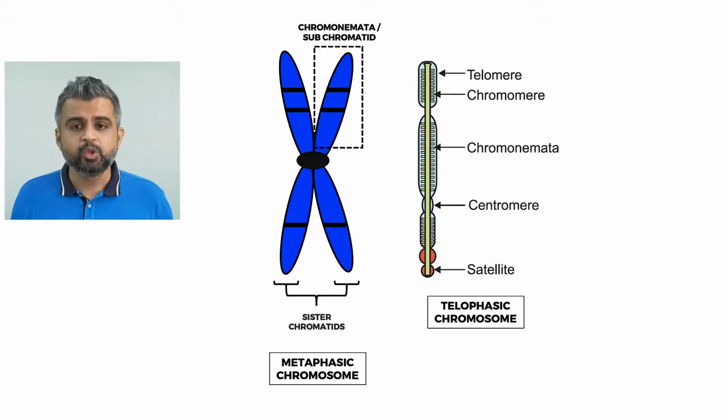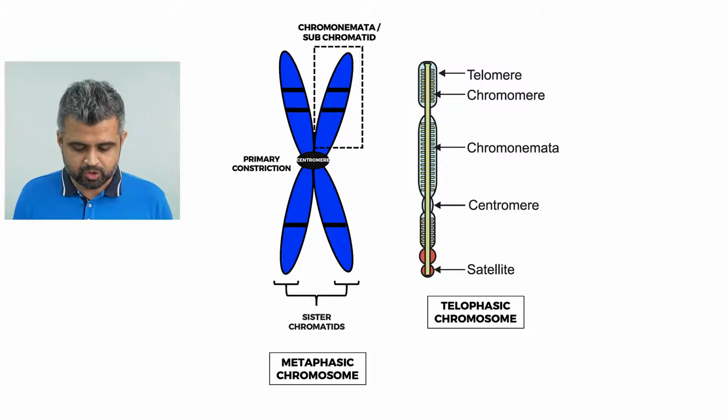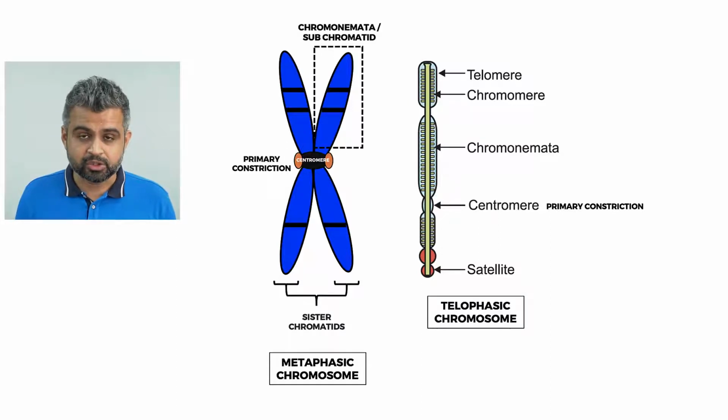On this side here, you have the metaphasic. On this side here, you have the telophasic chromosome, and in the telophasic chromosome, of course, you will only see one single chromatid. Now, here you have the centromere, which is called the primary constriction, and of course, the primary constriction or the centromere will also be present in the telophasic chromosome. Next to the centromere, you have these disc-like structures called the kinetochores, to which the spindle fibers attach during the M phase or during the anaphase.